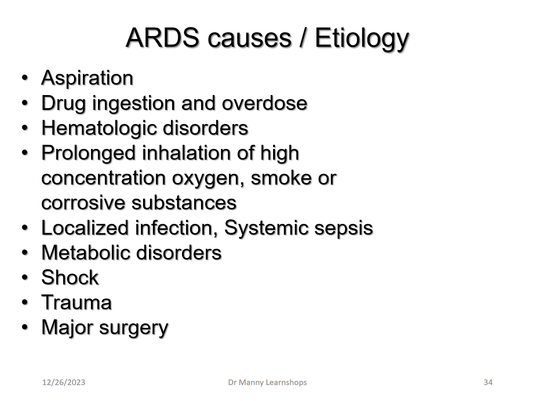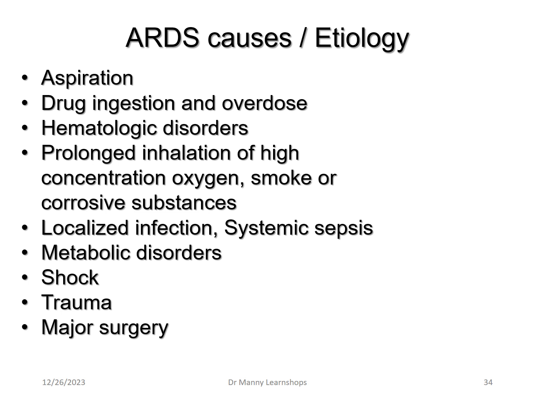Okay, what's the etiology of acute respiratory distress syndrome? There are many, many causes. Aspiration, which can be gastrointestinal regurgitation and aspiration. It can be salt water, fresh water, drowning. It can be ingestion of certain medications, hematological disorders, high concentration oxygen, smoke inhalation, or corrosive substances, even heat.